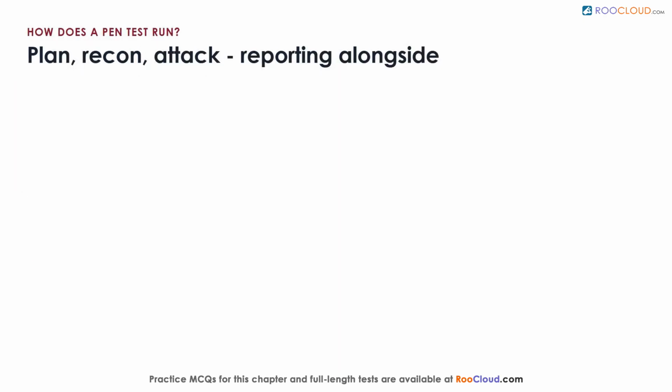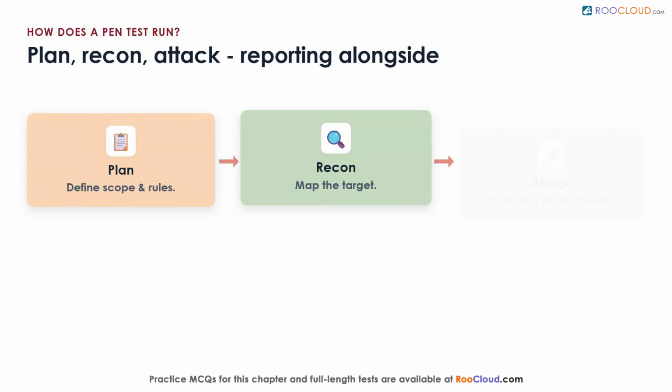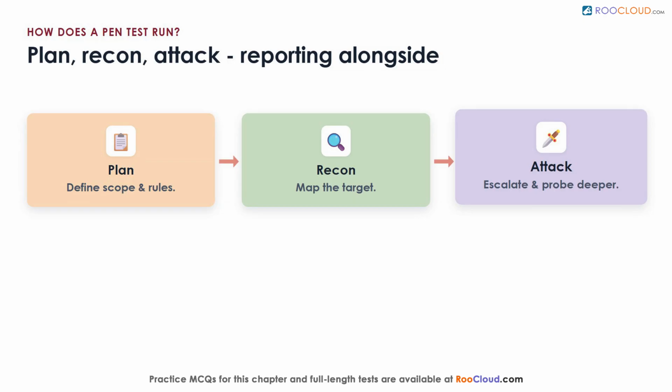A test moves through phases. Planning, then reconnaissance, then the attack itself. Reporting runs alongside all of it. Once inside, the tester escalates privileges and probes deeper. Then writes up the findings with risk ratings and fixes.